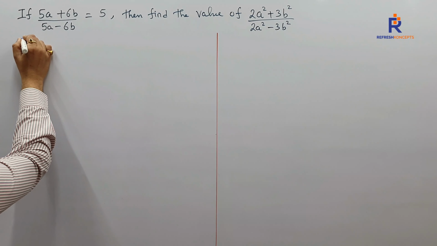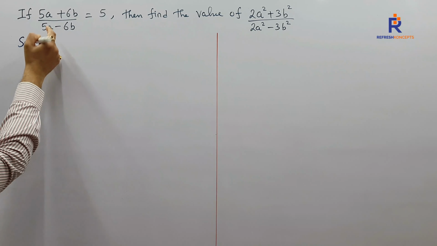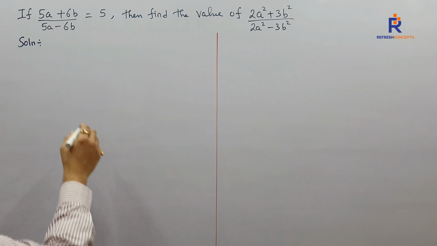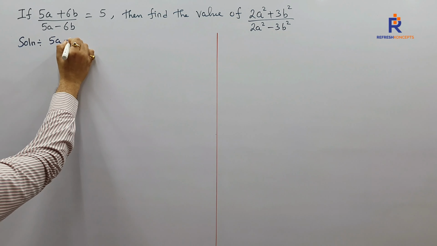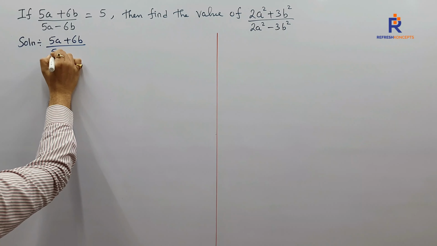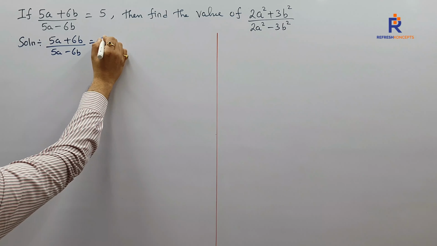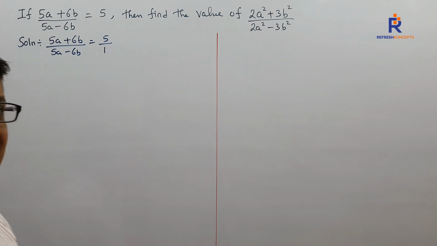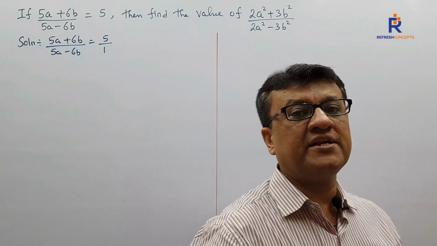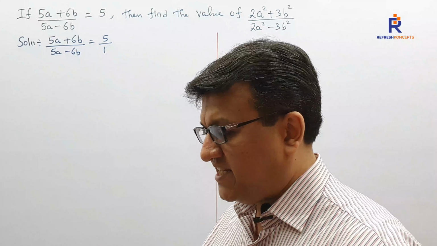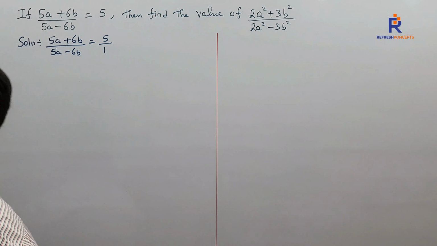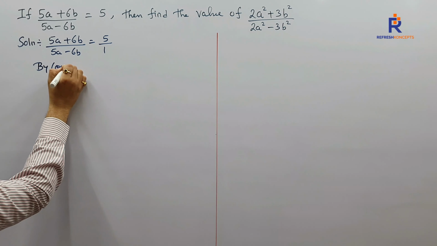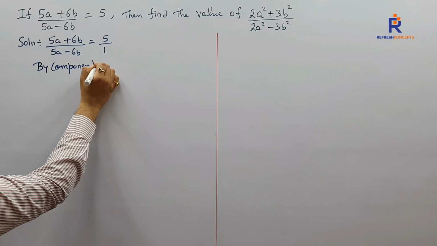As I stated, whenever a ratio is not given, we look at the question here. The question itself is in componendo dividendo, so go for componendo dividendo. What I mean is, (5a + 6b) upon (5a - 6b) is 5. Nothing is there in the denominator, so we shall always take it as 1. And as I stated many times, go for componendo dividendo.